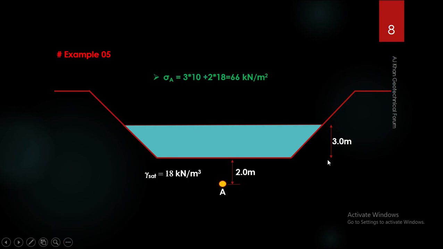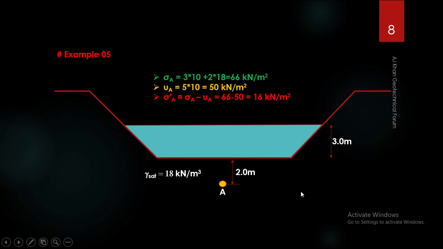So the total stress is 3 times 10, that is the weight of this water column, plus 2 times 18, that is the self weight of the soil itself below the river bed. So that amounts to 66 kilonewton per meter square, right? And the pore water stress will be 3 plus 2 times 10 because the soil is saturated, so there is water in the void spaces of this soil as well. So 3 times 10 plus 2 times 10, 5 times 10 will be 50 kilonewton, and the effective stress is obviously 16 kilonewton per meter square at this point A.